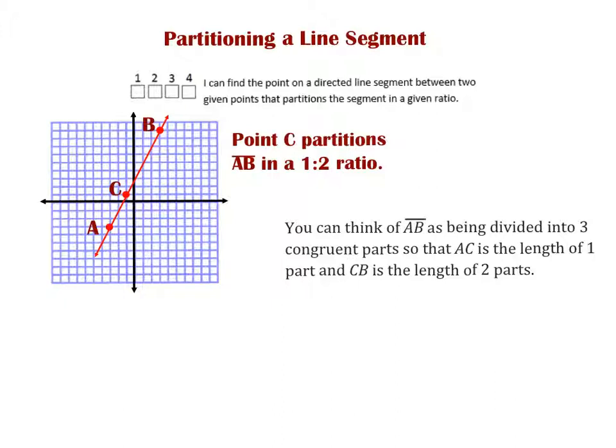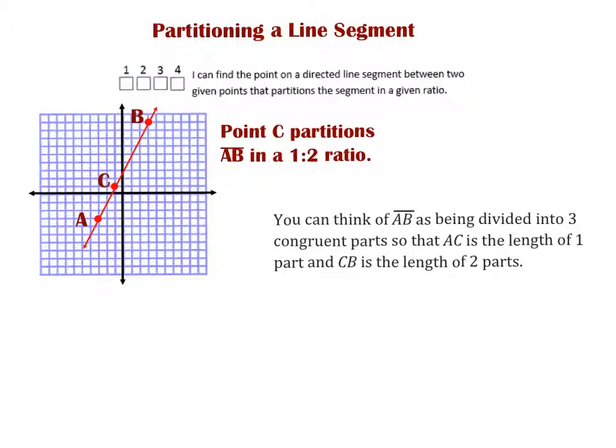Our objective here is to find the point on a directed line segment between two given points that partitions the segment in a given ratio. On our graph here, we have segment AB, which is part of line AB, and it tells us that point C partitions segment AB in a 1:2 ratio. The word partition means to separate or to divide.